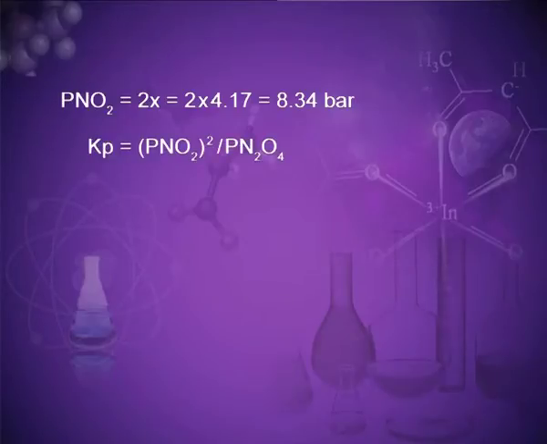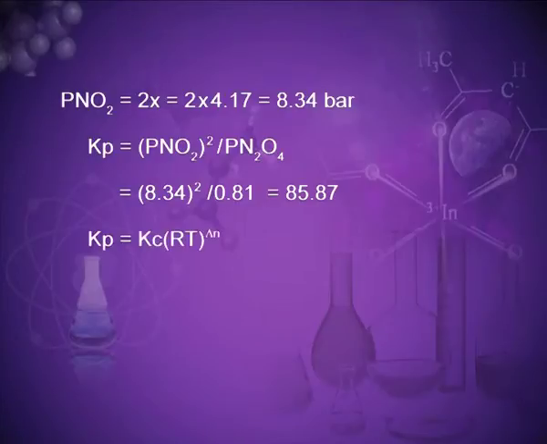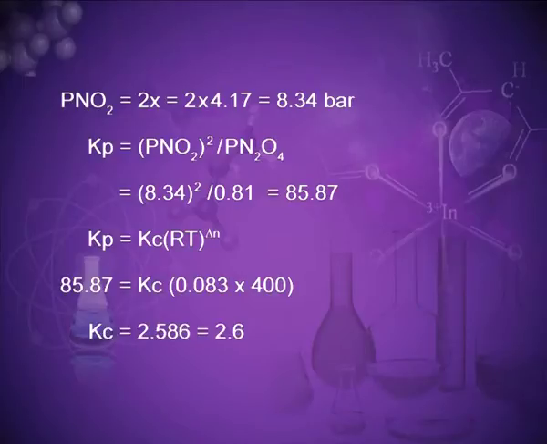So, Kp is equal to PNO2 squared divided by PN2O4, which is 8.34 squared divided by 0.81, equal to 85.87. Kp is equal to Kc into RT to the power delta n. So 85.87 is equal to Kc into 0.083 into 400. Kc can be calculated from this relationship as Kc equals 2.586, approximately 2.6.